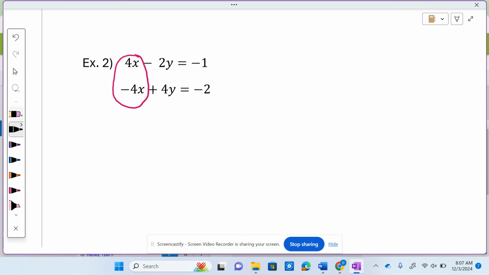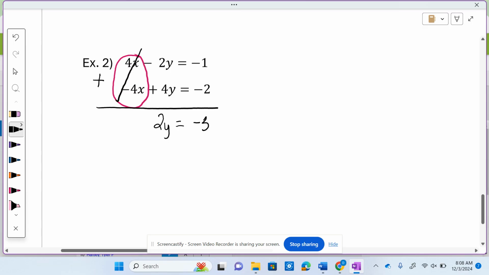So remember, we're going to add these two equations together. That's the rule. We're going to add them together. So what's going to happen to 4x and negative 4x? Cancel out. Perfect. What is negative 2y plus 4y? It's 2y. And what is negative 1 plus negative 2? Negative 3. Oops, that's a horrible looking 3. Negative 3. So next step, Isaac.